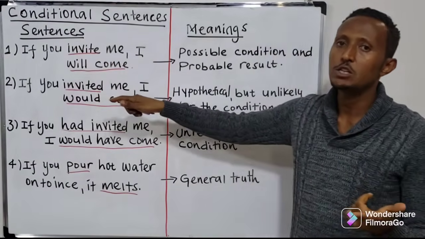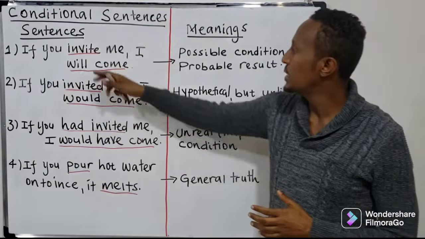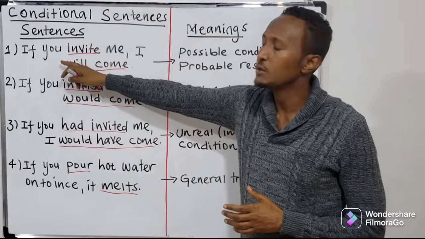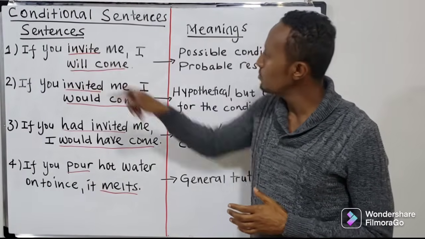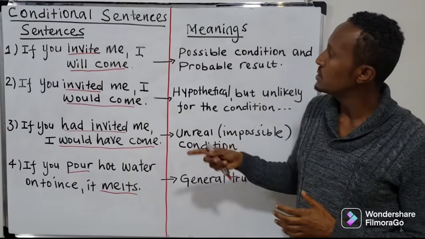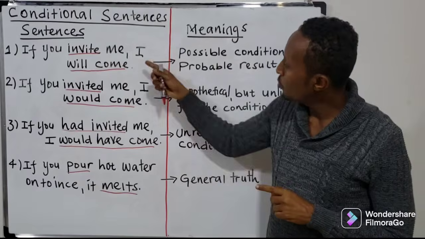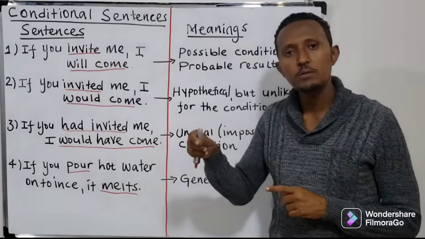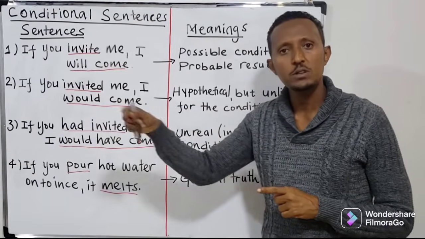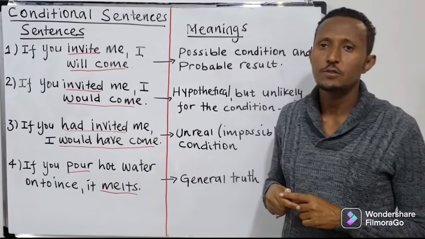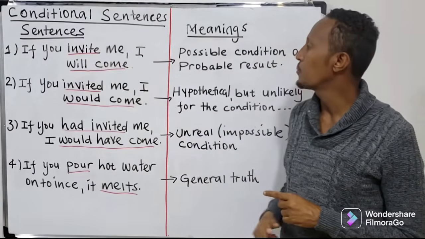When we talk about the condition, whether that is applicable or not, we should look at the if clause particularly. So this is in the simple present form, verb 1, so there is a probability for the condition to happen. If one works hard, there is a probability for him to pass the exam. So if you work hard, you will pass the exam. These kinds of sentences are categorized under number 1.